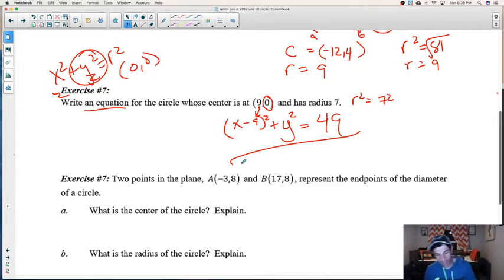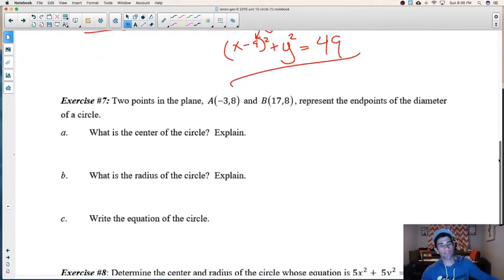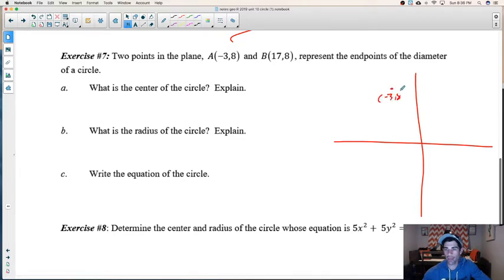Alrighty. And I cannot let you go that easy. I have to try to make you think a little bit. Okay, so this is now the ending to our story. Two points in the plane, A and B, represent the endpoints of the diameter of a circle. Okay, so in this case, I'm going to sketch this real ugly here. So right here is negative 3 comma 8, and here is 17 comma 8. Those represent the diameter of a circle. So then that's going to be right there. So that means the center is going to be somewhere over there.